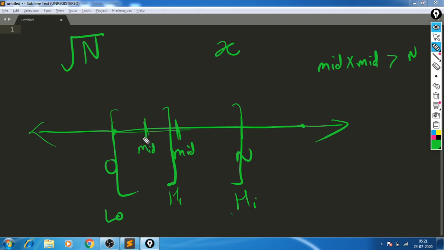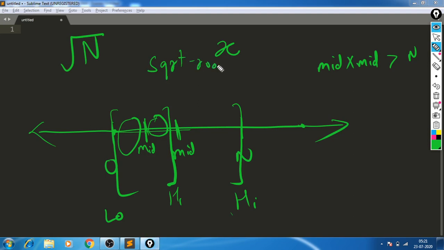This is the answer. Otherwise, if mid into mid is less than n, then I could safely discard all these elements. Why is that so? Because if mid into mid is less than n, then for any element that is smaller than mid, the square of that number will obviously be less than n, right? So you can safely assume your answer lies in this range. And this is how we can use binary search to find the square root.